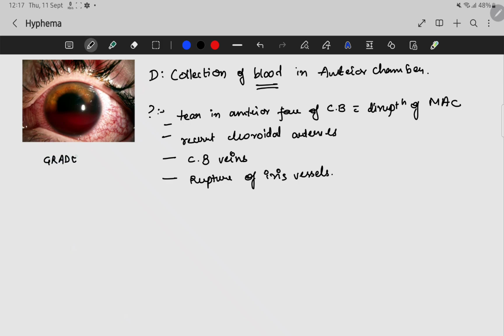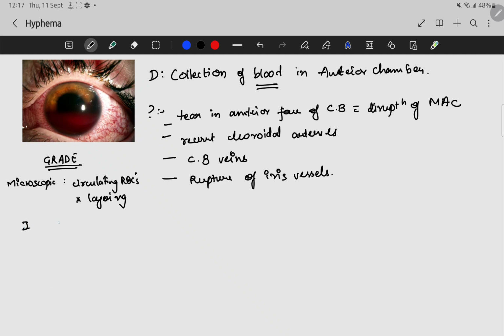And this bleeding, depending upon how much anterior chamber is filled, is graded as microscopic, which is only visible microscopically, in which there is no layering of blood and there is only circulating RBCs only. There is no layering of blood.